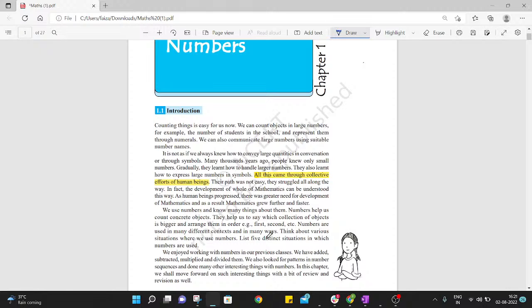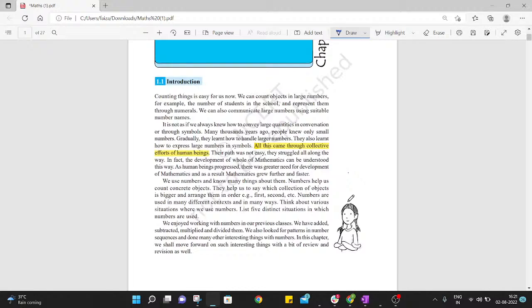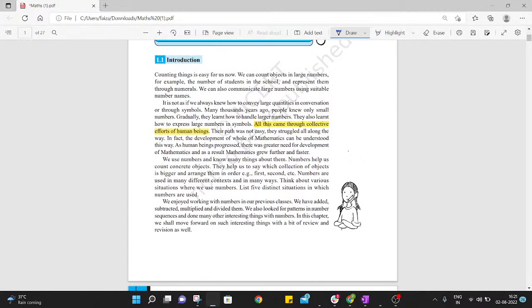We use numbers and know many things about them. Numbers help us count concrete objects. They help us say which collection of objects is bigger and arrange them in order: first, second, etc. Numbers are used in many different contexts and in many ways. Think about various situations where we use numbers.